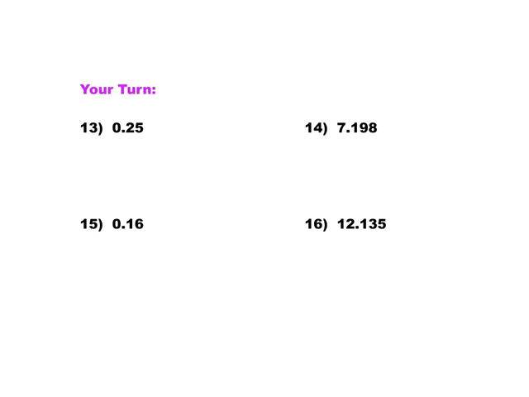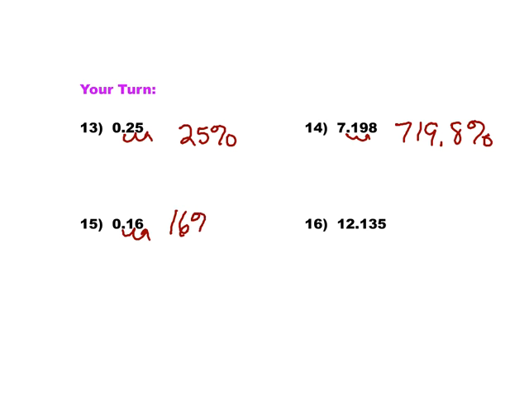0.25, move your decimal 2 spaces to the right, 25%. Number 14, 2 spaces to the right, so it's between the 9 and the 8, 719.8%. Number 15, move it 2 spaces to the right, 16%. Number 16, move it 2 spaces to the right. It ends up being between the 3 and the 5, 1,213.5%. Hopefully you did well on that.